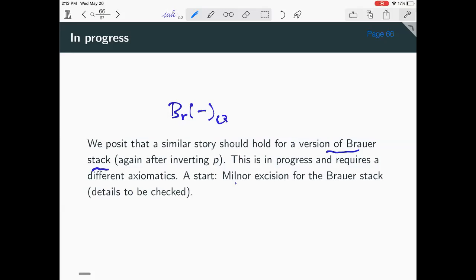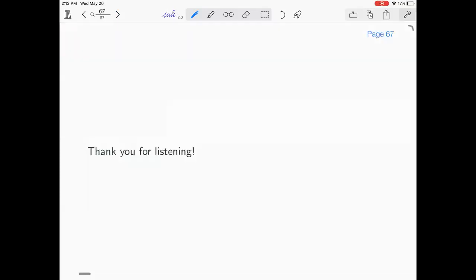And a start would be to establish Milnor excision for the Brauer stack, and the details have to be checked. And if you were to ask me, I can say something about it, but okay, so I guess thank you for listening.